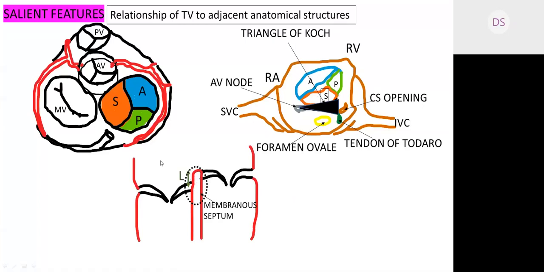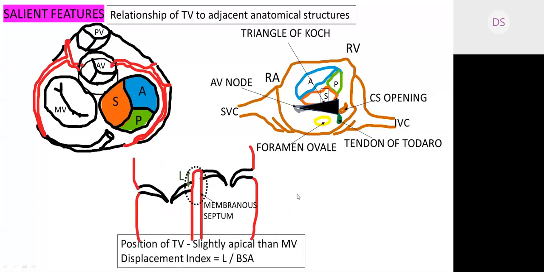This is the atrioventricular septum, that is between the right atrium and the left ventricle. And this is the interventricular septum, which is between the right ventricle and the left ventricle. And this amount of displacement is normal. So to what extent the displacement is normal is important.